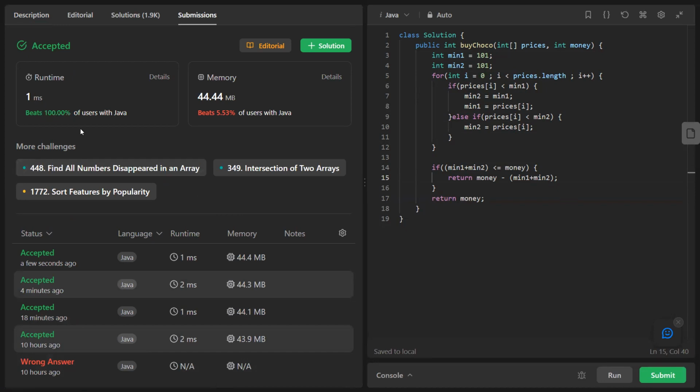In the last case, we saw that it was not that fast. It was taking 2 milliseconds. Now this one is taking 1 millisecond, because that was big O of n log n time complexity, and this one is big O of n. So this is it for this problem. I hope you understood each bit of this.